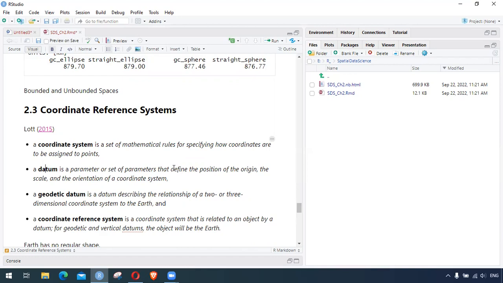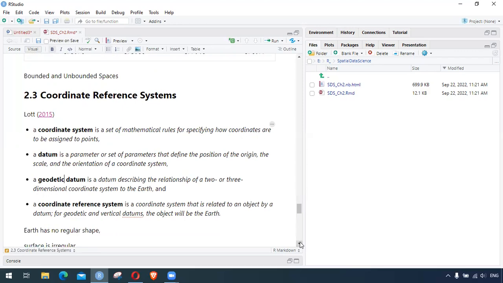So this datum is trying to define, or making an assumption of, the shape as well. And the geodetic datum is the datum that describes the relationship of a 2 or 3 dimensional coordinate system to the Earth. And the coordinate reference system is the coordinate system related to the object by the datum. And for the geodetic and vertical datums, the object is the Earth.